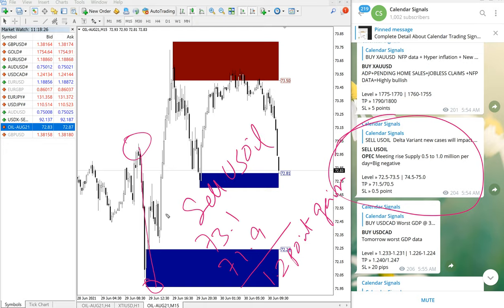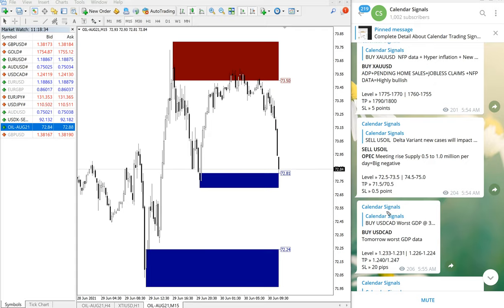All this time you can verify with the GMT, whatever time we have posted, so that you can easily understand how the signal is performing and how the level is getting activated.